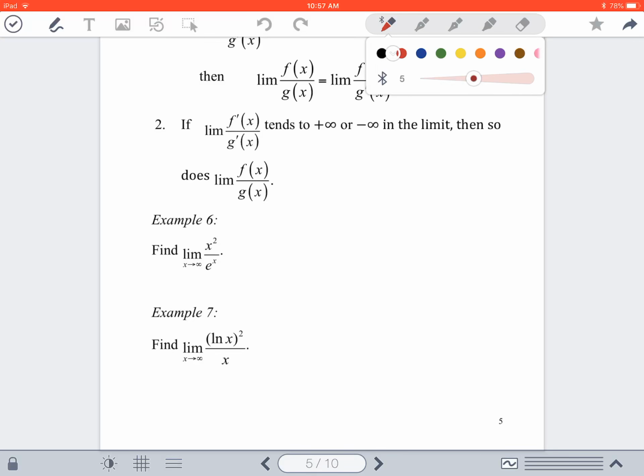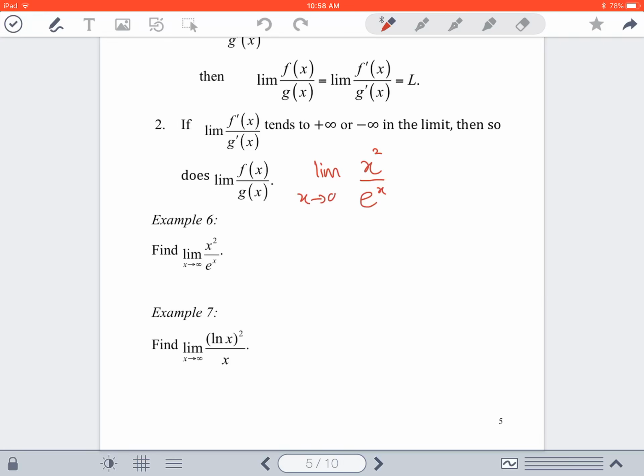Example 6, now we want to find the limit of x to the power of 2, or x squared, over e to the power of x when x is approaching positive infinity. You might say this is a very large number, but we do not know exactly what the value is. The first step, we always substitute, right? You substitute x, which is positive, and square it, and you get a very large number.